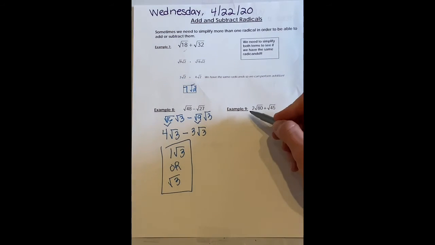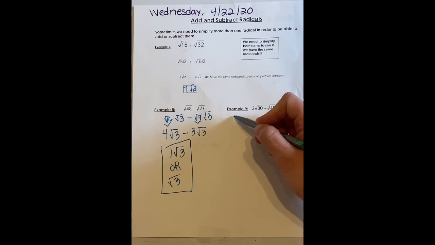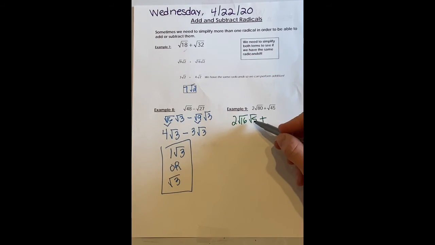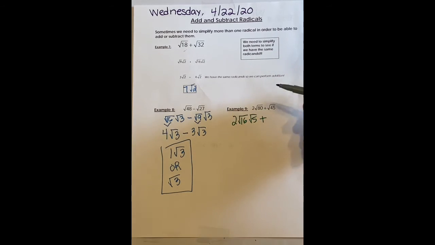So I'm going to rewrite 2 radical 80 as 2 radical 16 radical 5 plus. Now the fact that 5 is my non-perfect square is a clue that I want to figure out what multiplies with 5 to give me 45. And that would be 9, which is perfect because 9 is a perfect square. So now I'm going to break down 45 into radical 9, radical 5.